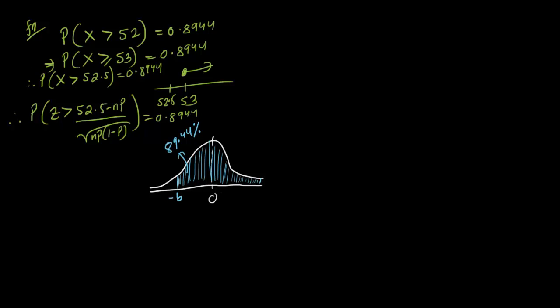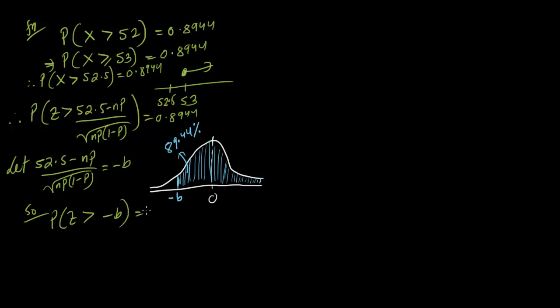So we can write this is minus b. So this is definitely negative because it is before 0. So what we can do over here is let (52.5 minus np) divided by square root of np(1 minus p) equal minus b. So we can write probability of z is greater than minus b equals 0.8944, and we can reverse this and write z is less than b equals 0.8944.